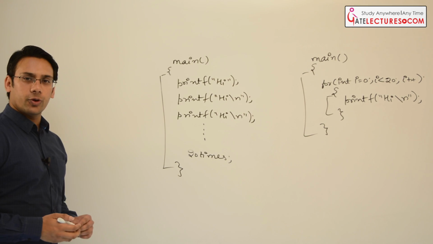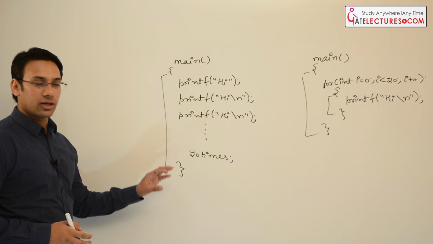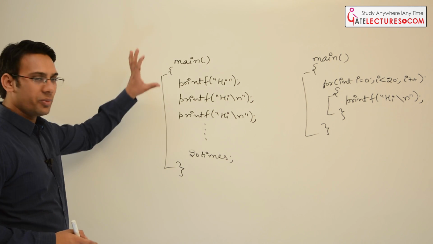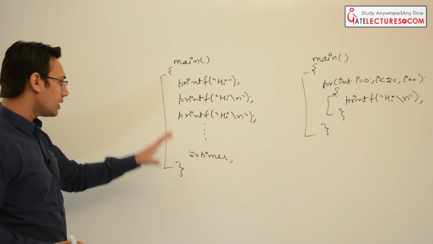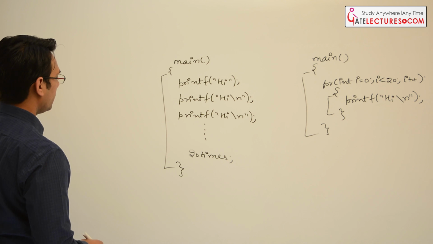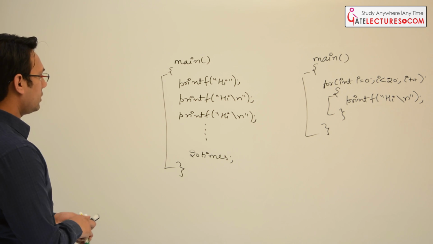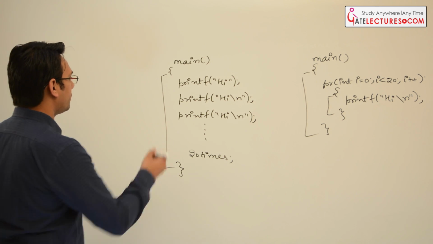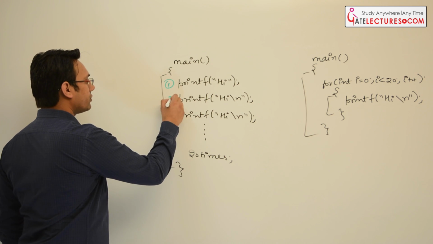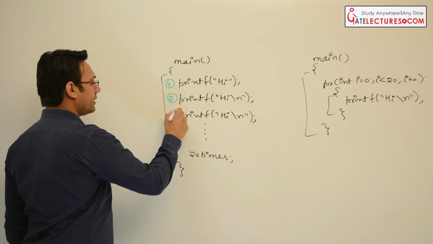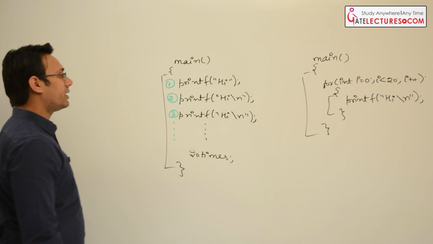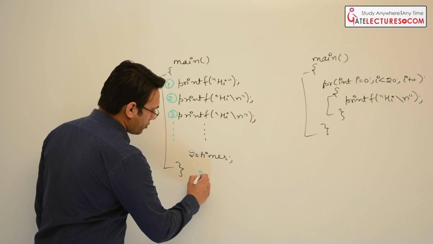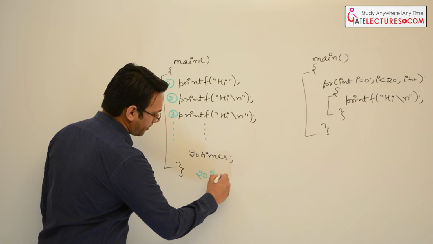Now in these 2 programs, if you are saying in this program how many instructions are there, let me count the instructions. This is instruction 1, this is instruction 2, this is instruction 3, up to so on. We have 20 instructions.